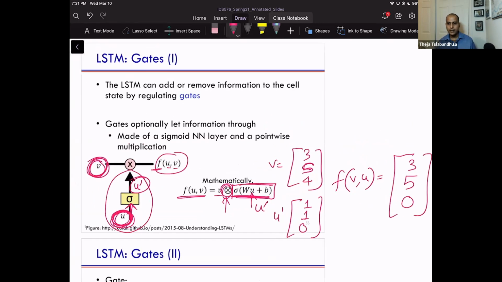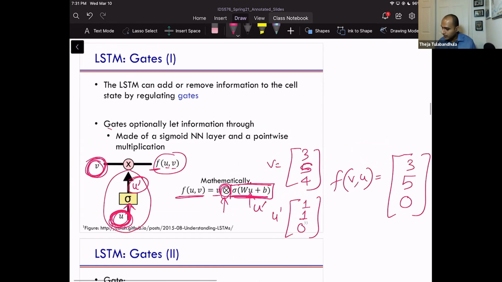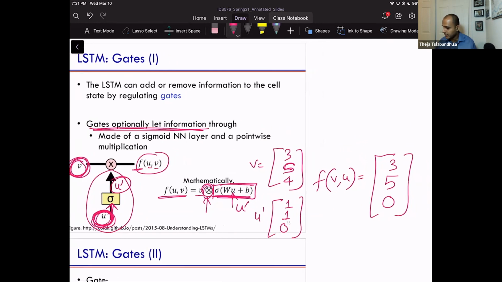Basically this gate is optionally letting information through. Why is that? Because you can see that u prime's second coordinate was 0, it did not let this 4 come to the output. And similarly, because these two were 1, it let information transparently through. 3 was 3, 5 was 5. Now you can say, is it always the case that u prime is going to have just zeros and ones? It's not the case.